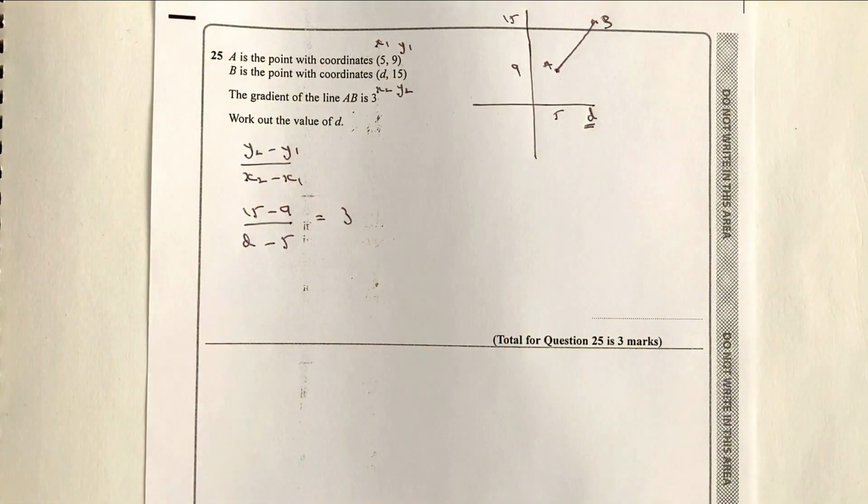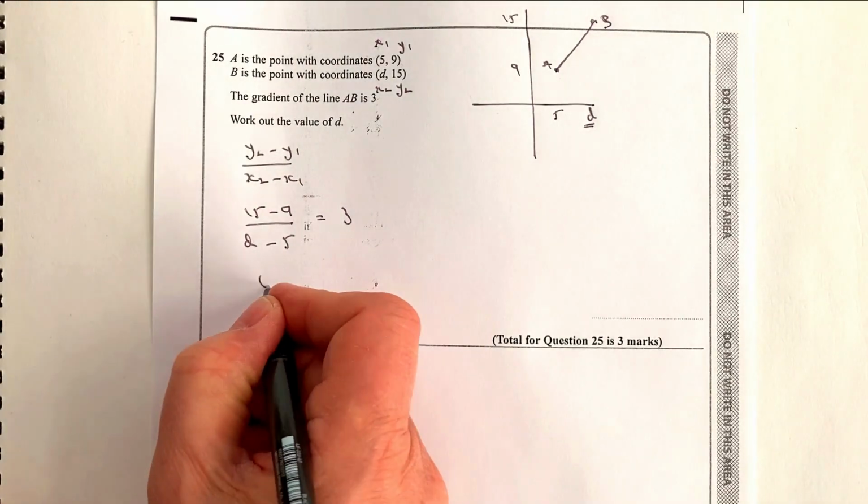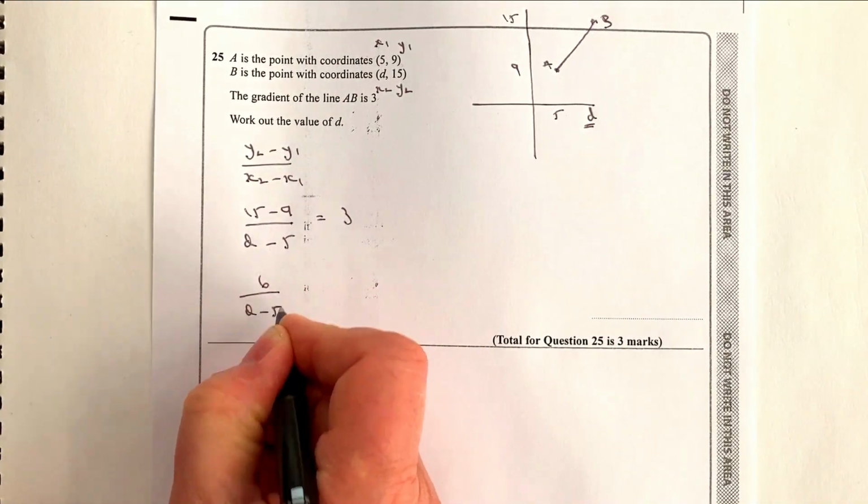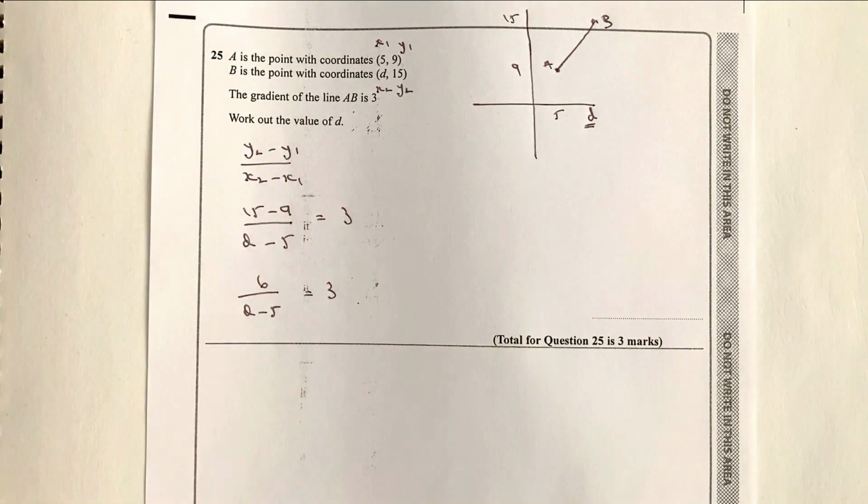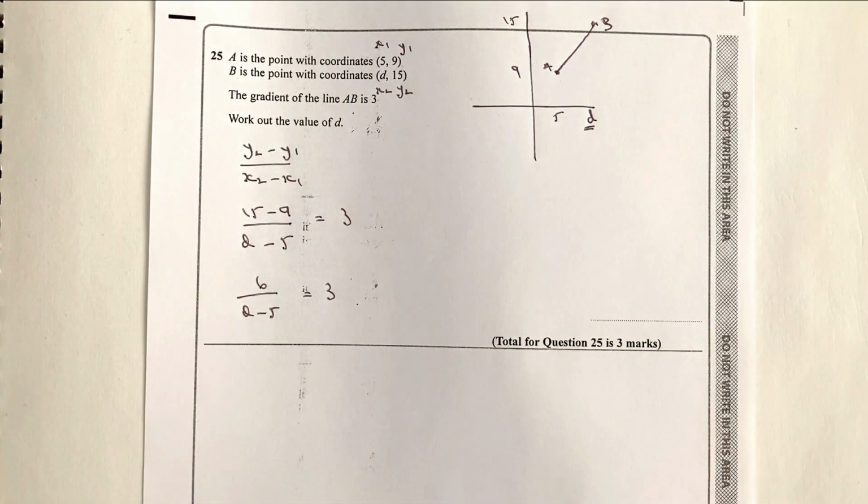Now that looks a little bit scary at the moment, particularly if you're not used to dealing with these sorts of things, but hopefully we'll be able to work it out. So I'm going to write this a bit more simply as 15 minus 9 is 6, over d minus 5, equals 3. Now the problem I've got immediately is this denominator of d minus 5. It's not going to help me very much.